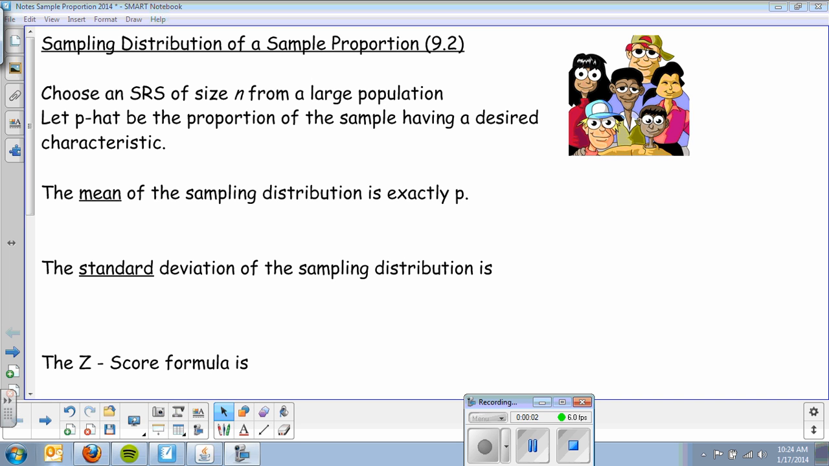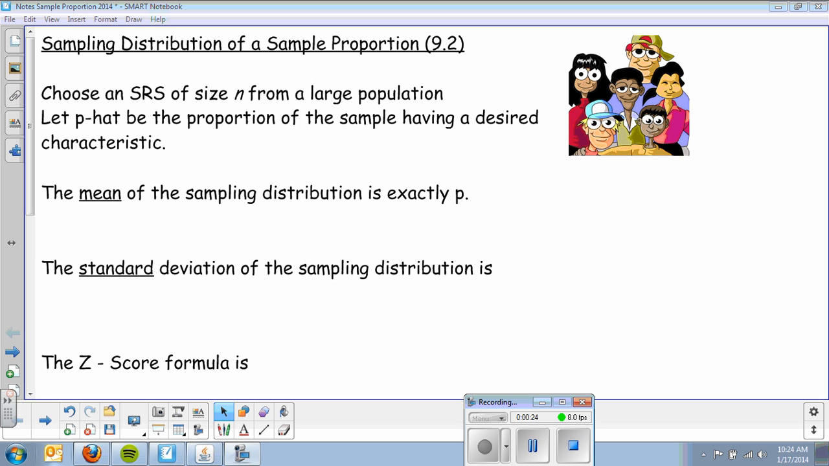Here we go with section 9.2, the sampling distribution of sample proportions. As stated in the last video, there are two types of problems. You have proportion problems that deal with categorical data, and you have mean problems that deal with quantitative data. In this section, we'll be talking primarily about proportion type problems.